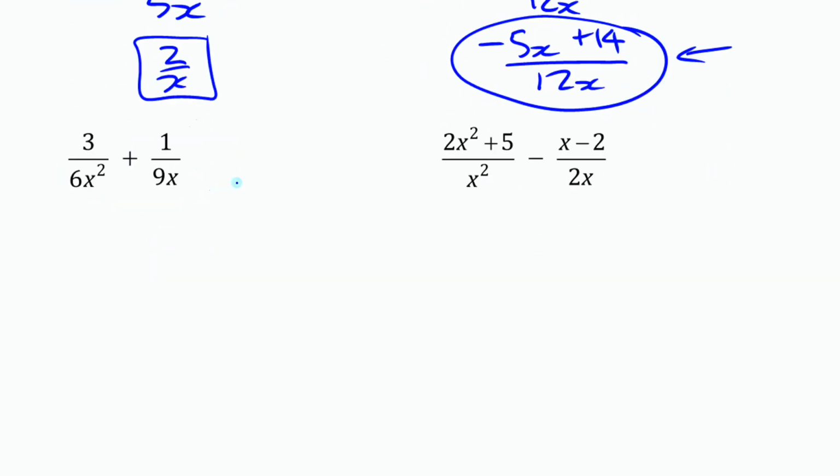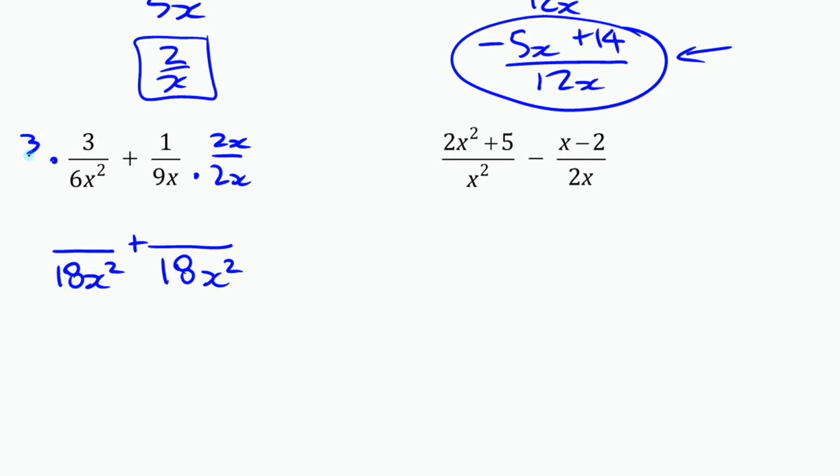This one here, you have 6x squared and 9x as the denominator, so they're obviously not the same. We can make them the same by thinking about the lowest common denominator, which is 18x squared, because we need at least x squared for this one, and we need a coefficient that we can divide by both 9 and 6, and 18 is the lowest one. So if we make it into 18x squared, that'll work. That means we need to multiply this one by 2x over 2x, and this one by 3 over 3. So we're going to have 9 and we're going to have 2x over here. If we add that together, we have 9 plus 2x over 18x squared.